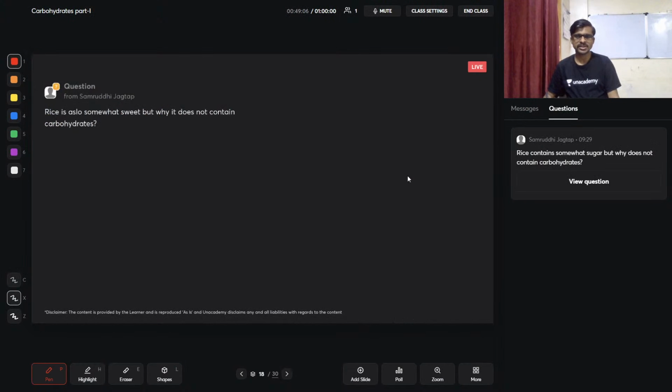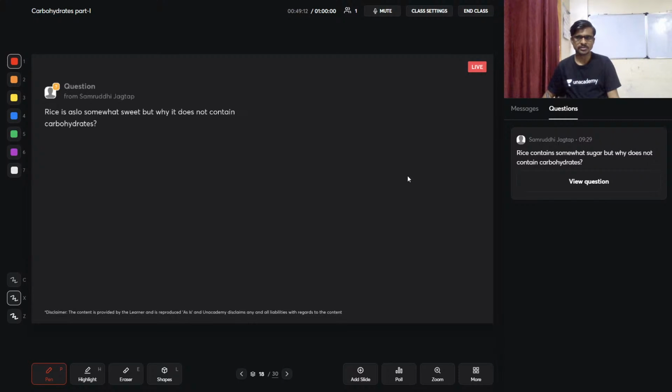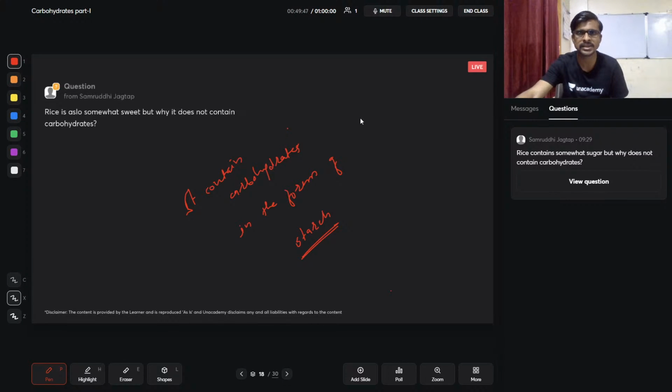Okay, so it always contains carbohydrate. It contains carbohydrates in the form of starch. Okay, and so there is always more carbohydrate in the rice. So it is not like that it does not contain carbohydrates.